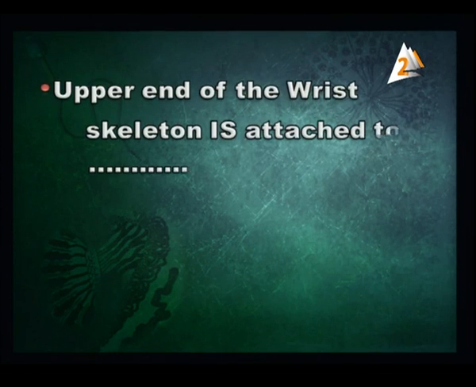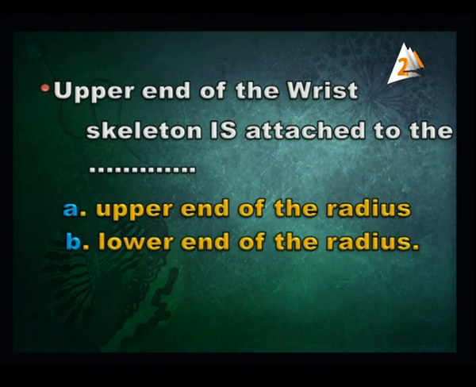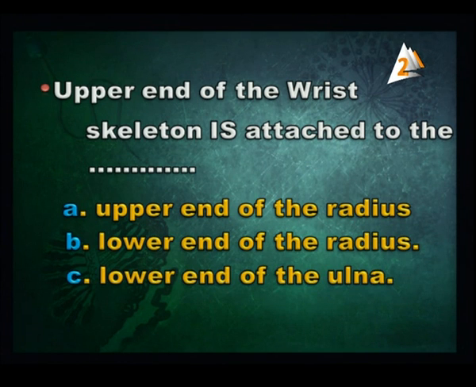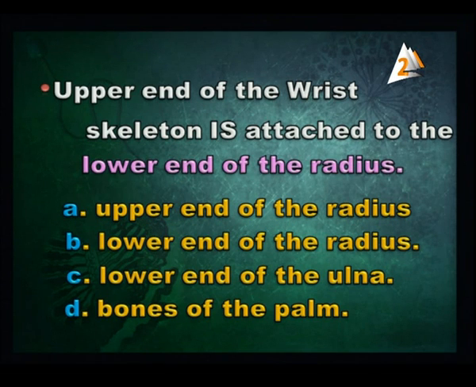Next, upper end of the wrist skeleton is attached to the space. Upper end of the radius, lower end of the radius, lower end of the ulna, bones of the palm. You are right. Upper end of the wrist skeleton is attached to lower end of the radius.